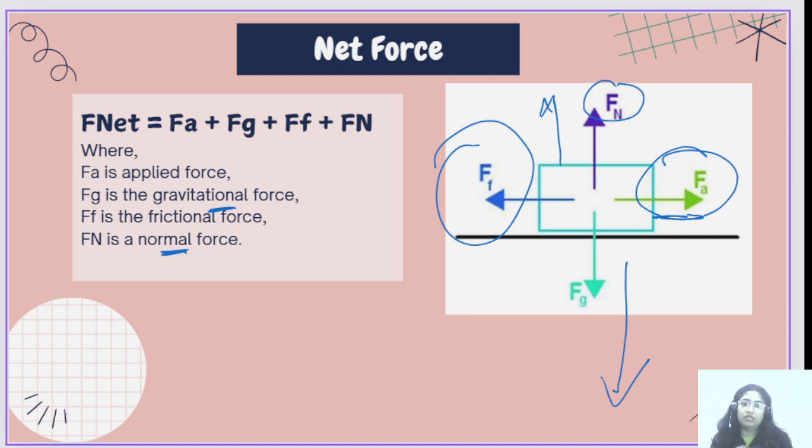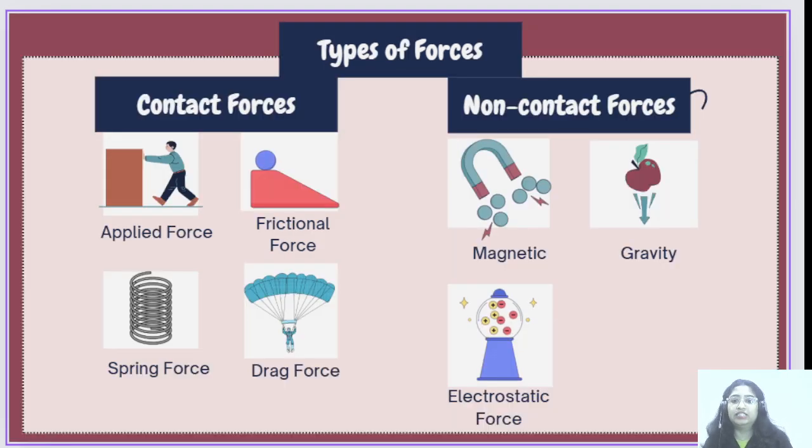So that is the force, and force is always there. If some object is at a stable position, then also the gravitational force and the normal force are applied on it, which basically cancel out each other. That's about the force. Now let's move on and discuss the types of forces. So basically, we have categorized the types of forces into two types: contact forces and non-contact forces.